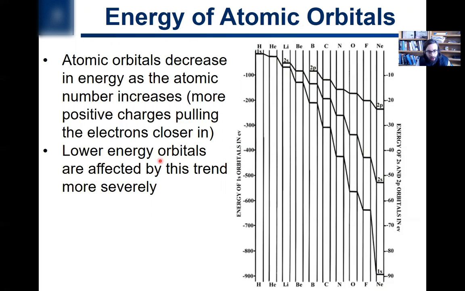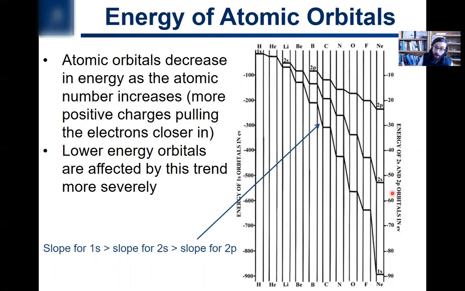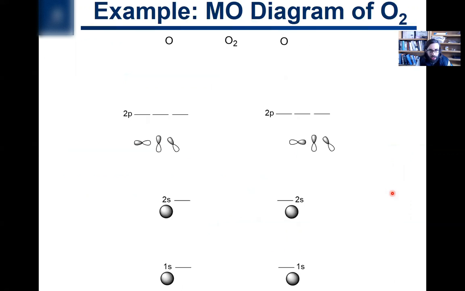But what is interesting is the lower energy orbitals are affected more severely by this trend. So in other words, the slope of the 1s versus the 2s versus the 2p, the slope of the 1s is the greatest, and the 2s is in between. Why is this? Well, the 1s is closest to the nucleus, has the least amount of electron shielding of any orbital, right? So it's going to feel the effects of the protons of the nucleus more and more as you go across the periodic table. So these guidelines in terms of the relative energies of atomic orbitals will help us when we talk about actually constructing MO diagrams, which is what we're going to do in the next video.